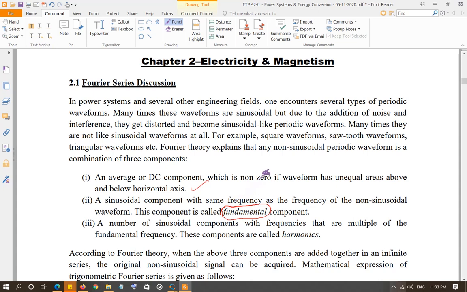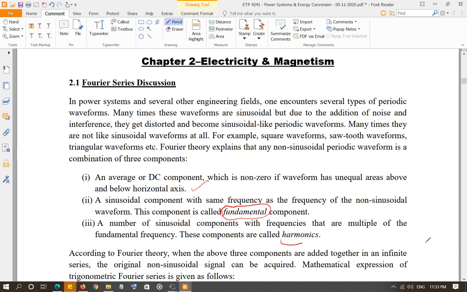And the third component that is present to make that periodic waveform, again assume it's a square wave, are multiple sinusoidal waveforms which have frequency which is a multiple of the frequency of the fundamental component, or in other words, their frequency is a multiple of the frequency of your original waveform, and those components are called harmonics.